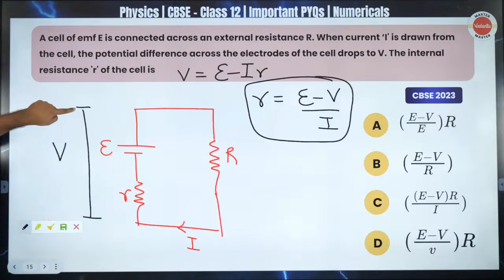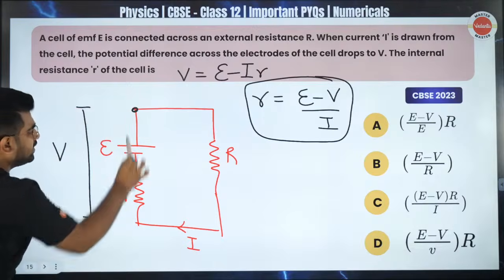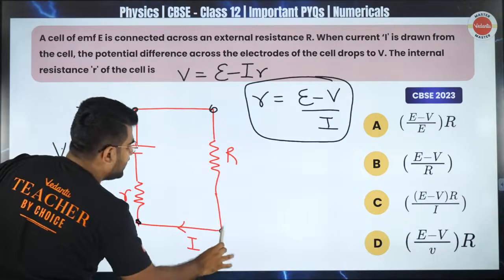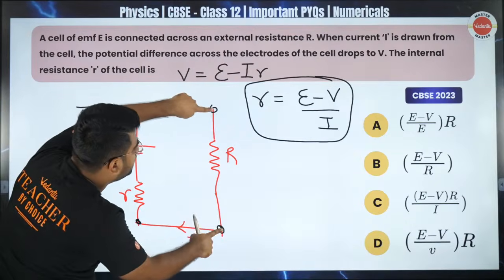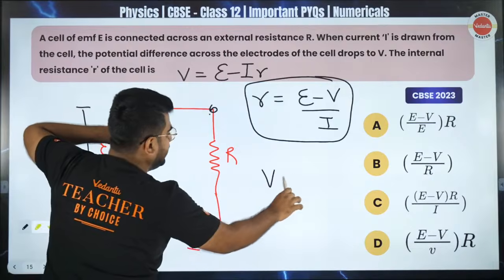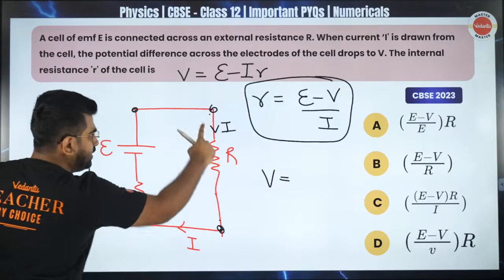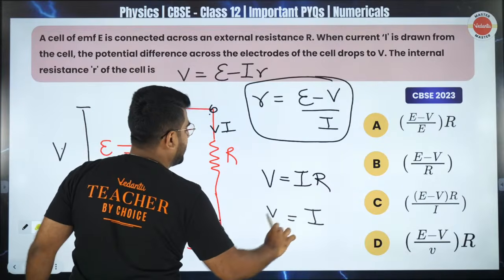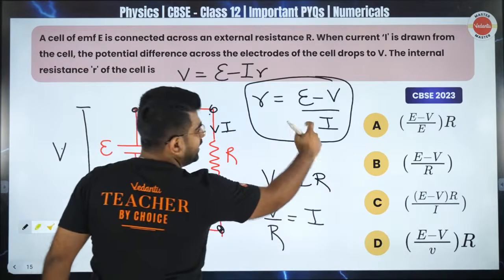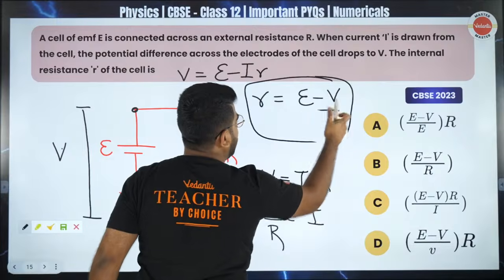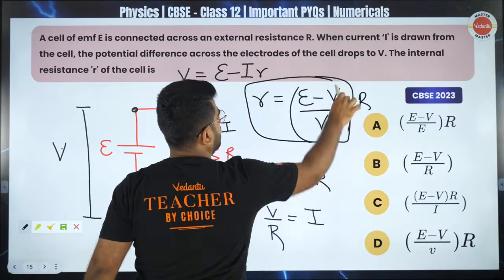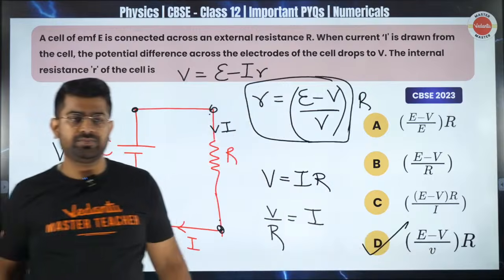Now listen carefully. These two places, the potential is the terminal potential V. So that is the potential difference across these 2 points. So the potential difference across the resistor is V and the current flowing is I, the same current. So V is equal to IR, so I is equal to V by R. So I will replace I with V by R. So the answer is option D.